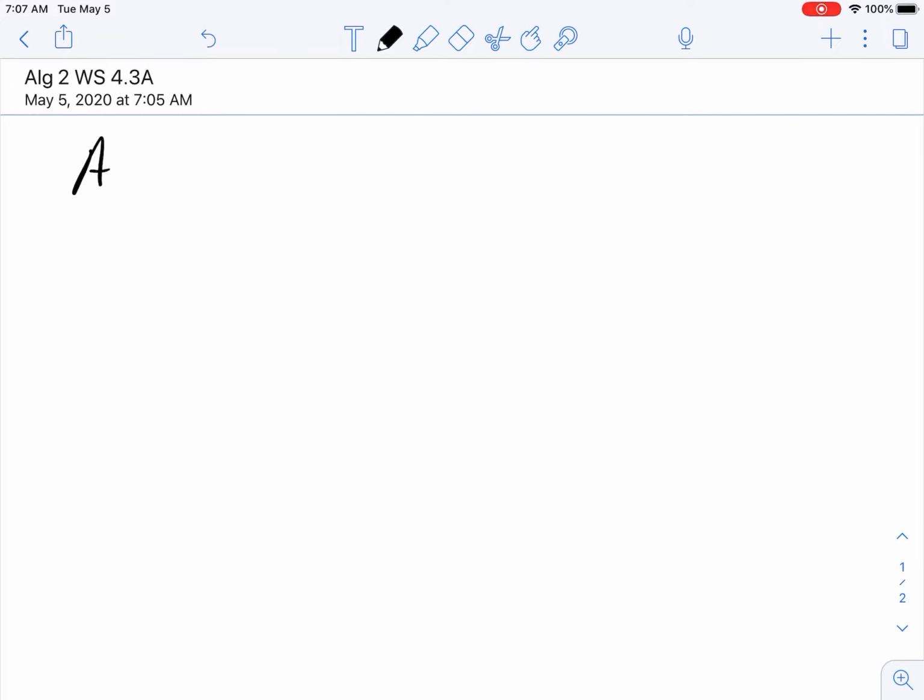Okay, so this is for Algebra 2 here, and this deals with the assignment worksheet 4.3a. What this deals with is factoring out. So let's do just a quick review.